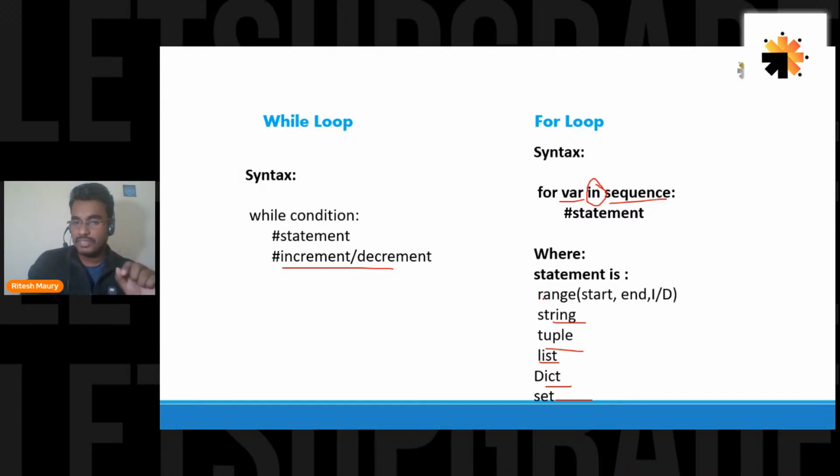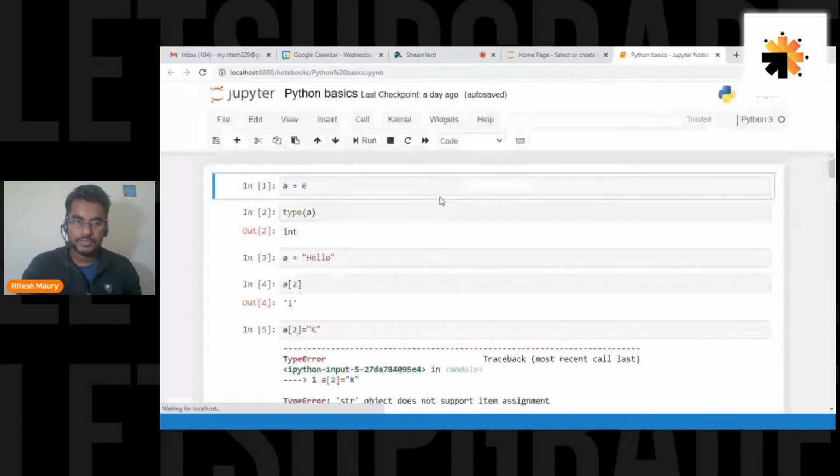So we'll start with range, because I think most of the people are familiar with range. In a range there are three parameters: starting value, ending value, and increment or decrement. Like, I want to go from 1 to 100, that means 1, 2, 3, 4, that's the increment. And what is the decrement? 100, 99, 98, 97, 96, 95, like this way. That's a decrement.